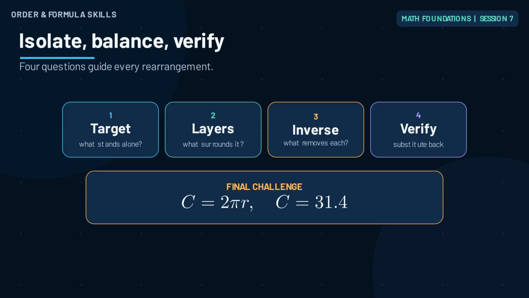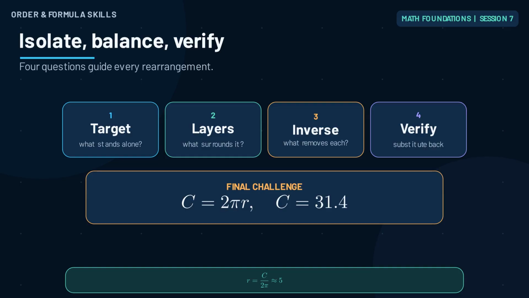Challenge. Circumference equals 2 pi r. Solve for radius when circumference is 31.4. Divide both sides by the complete factor 2 pi. Radius equals C divided by 2 pi, which is approximately 5. Isolate, preserve balance, then verify.